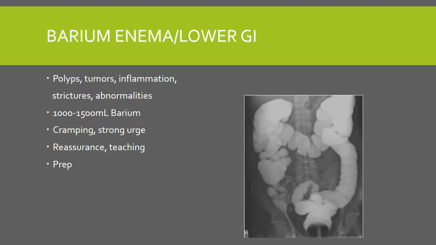Prep beforehand is 24 to 48 hours. They are on a low residue diet 1 to 2 days before. They're on clear liquids the evening before and a laxative the evening before. And then they're NPO after midnight, and a cleansing enema the morning of. Oral medications are usually okay.